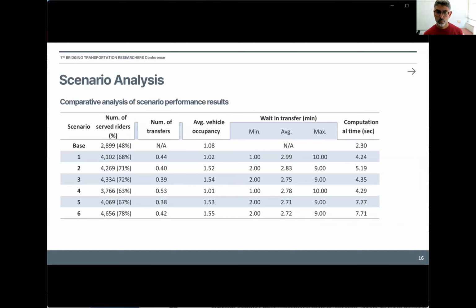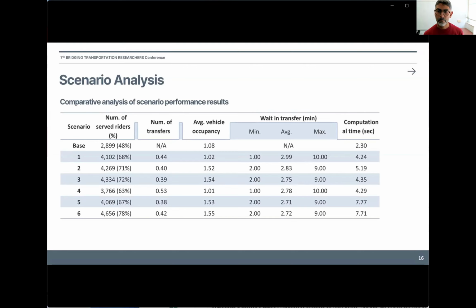Hence, we compare the performance of each scenario. The number of served riders increases as we relax transfer and carpooling constraints. However, as complexity grows, so does computational time, especially when many transfers are allowed. The trade-off between match quality and computational efficiency is an important consideration in real-world applications.